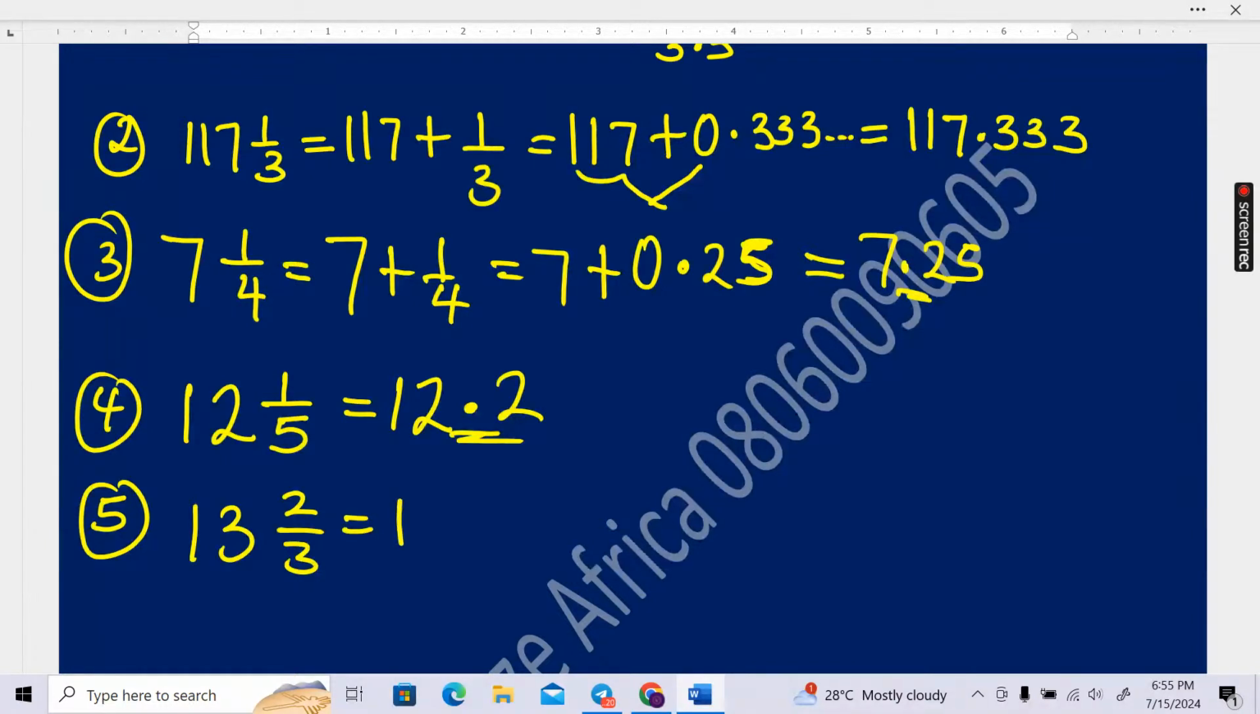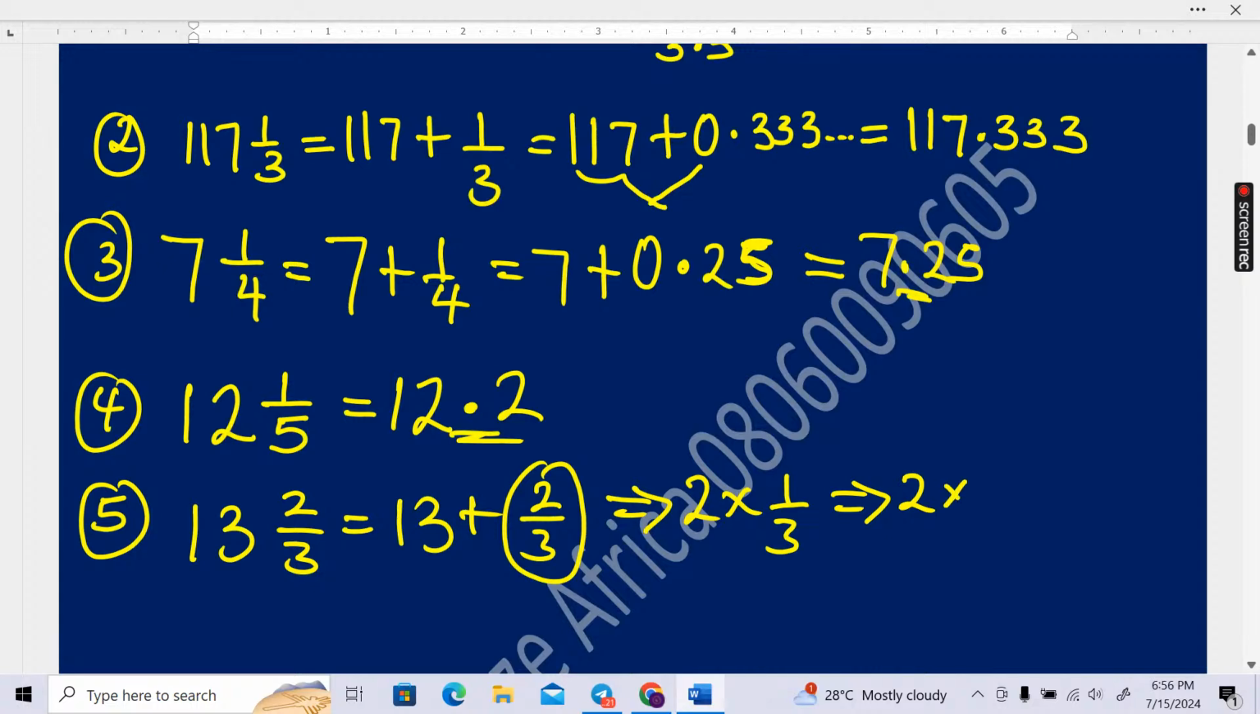So this means 13 plus 2 over 3. Now 2 over 3, let us analyze what 2 over 3 means. This 2 over 3 means 2 times 1/3, okay? And the decimal expansion for 1/3 is 0.333 up to infinity. Don't forget I said 2 over 3 means 2 times 1/3.